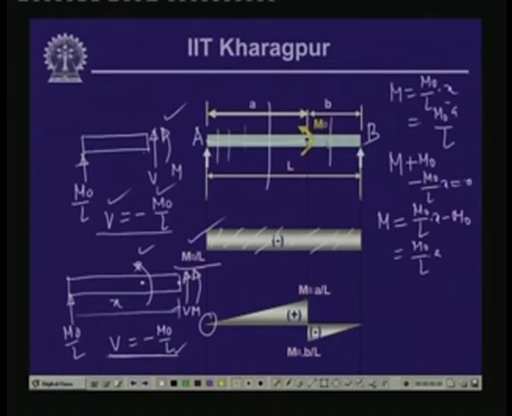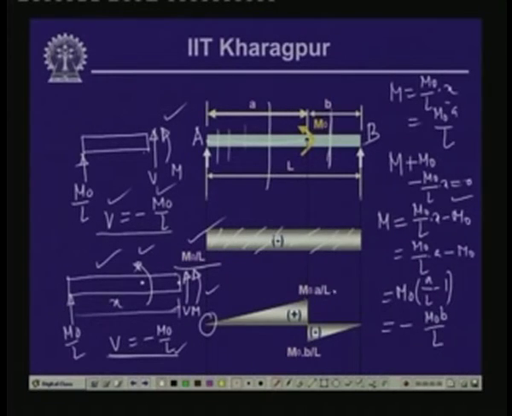Now, if we take the cut here and draw the free body diagram as this, and we compute the value of the bending moment, then we get the expression for the bending moment as this. Now, if we compute the value of the bending moment at a distance of a, we have M0 a by L minus M0. So, if we take M0 common, then we have a by L minus 1. So, a minus L by L, a minus L is nothing but minus b. So, this is equal to minus M0 b by L.